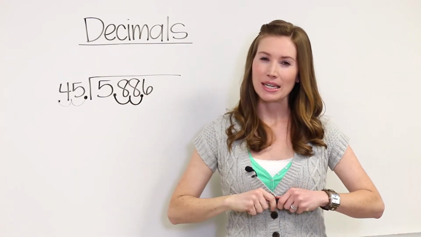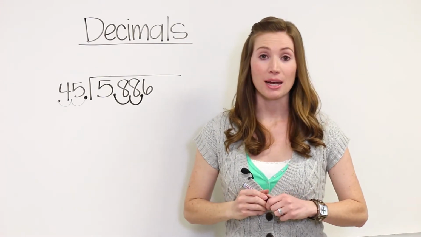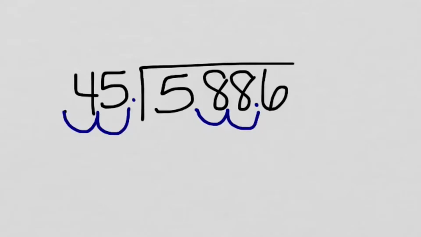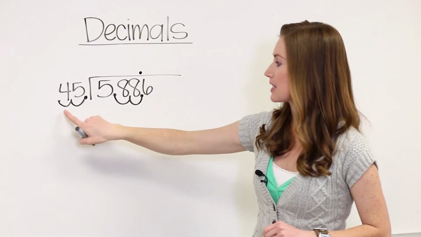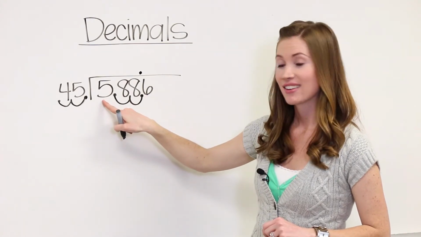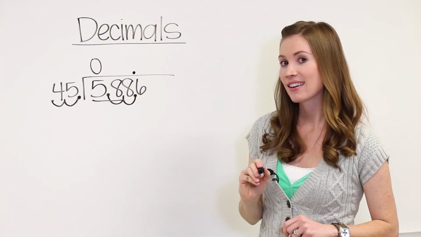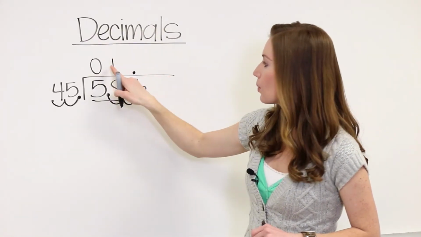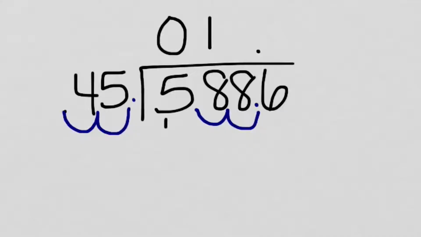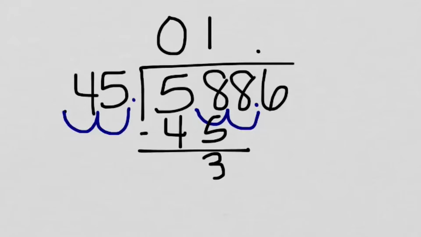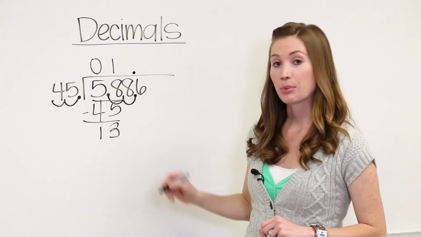Now what's the next thing we need to do? If you said bring up the decimal point, you're correct. Now we're just going to divide as usual. How many times can 45 go into 5? 0. What about 58? Once. 1 times 45 is 45. And let's subtract. 8 minus 5 is 3. 5 minus 4 is 1. Now we're going to bring down our 8.